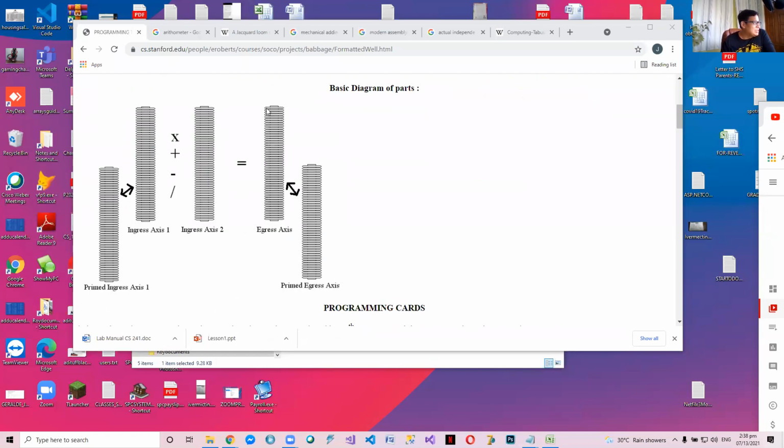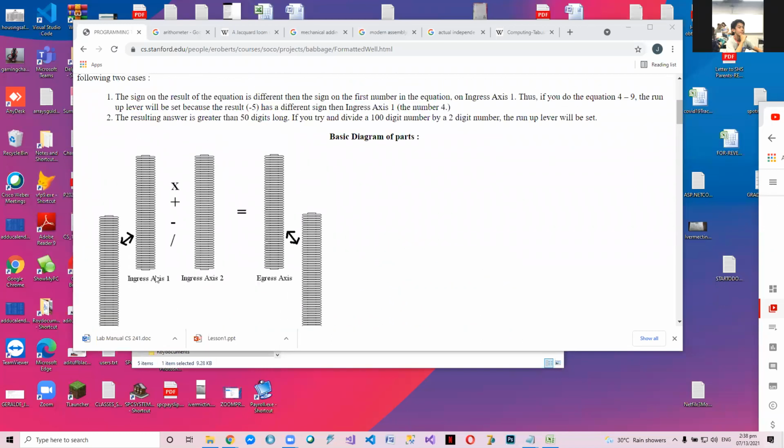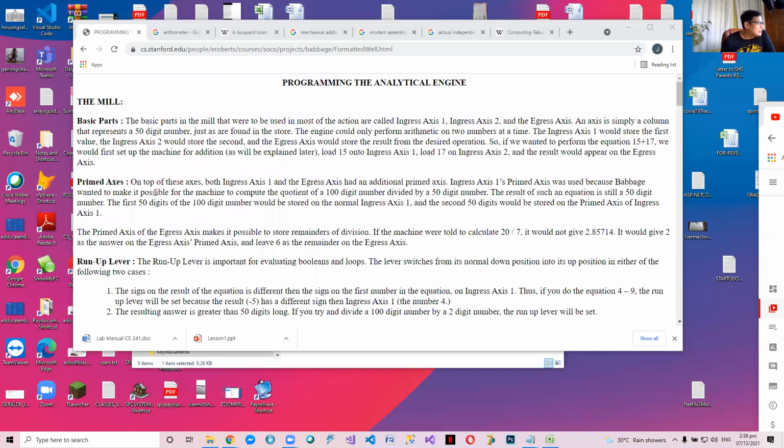So ito yung mill niya. Meron siyang mga prime wheels. Okay? Anong purpose yung prime egress axis, sir? Yung prime ingress axis. Let's look at that.